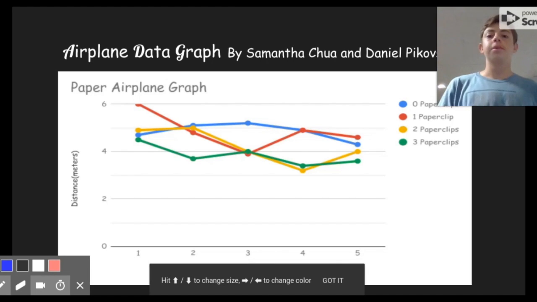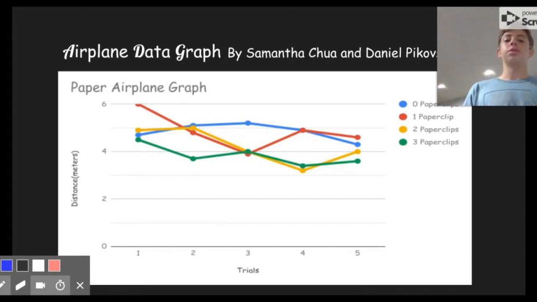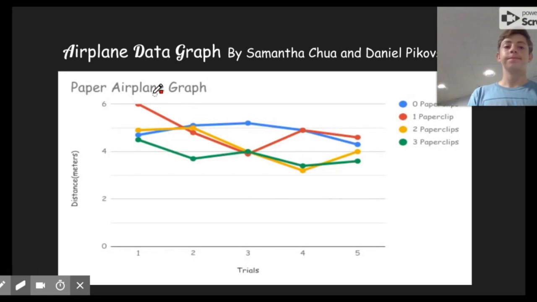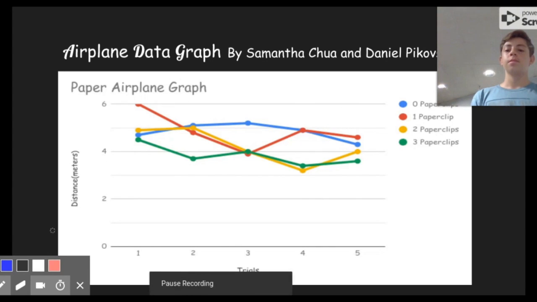Okay, this is the paper airplane graph, and we basically got a paper airplane and added weight to it. And the way we measured how much weight we added to it was by paper clips, so we would add 1 paper clip at a time. And in conclusion, a plane with less weight flies further than a plane with more weight, and we had an inconsistency at the beginning due to imperfect controlled variables such as how strong we were throwing the airplane.